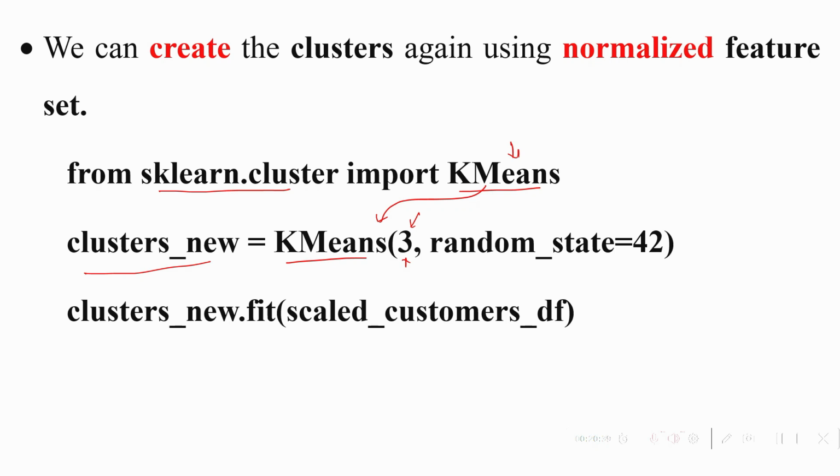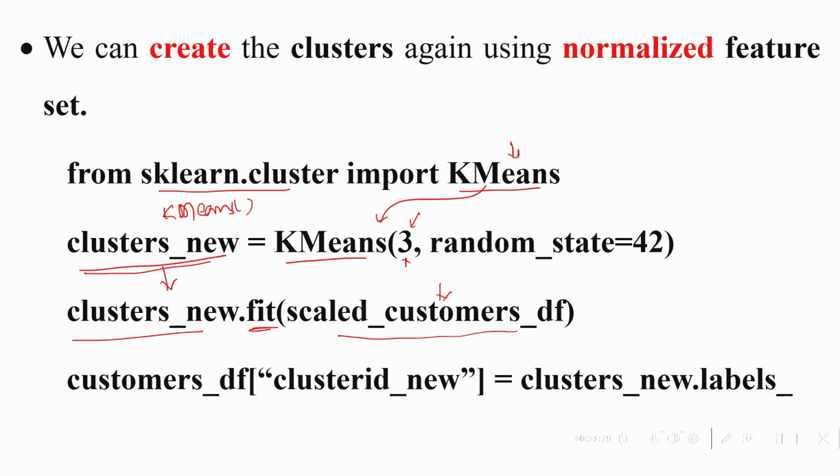This is our model. What is our model? clusters_new, that is our KMeans algorithm. It implements the number of clusters. Now this method is going to be trained with our dataset, that is clusters_new.fit. Fit is the method to train on our dataset. Here we are providing the scaled_customers_df data frame. That means our dataset is the converted, transformed dataset, not the original dataset.